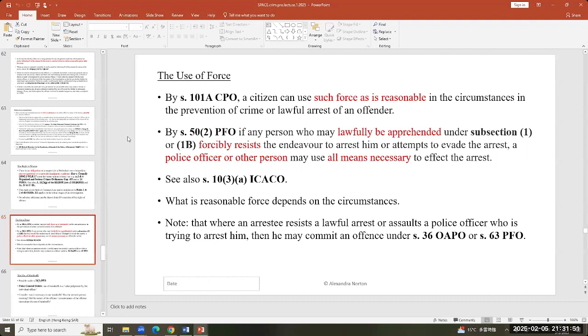So what about in making this arrest? How much force can be exercised? When we're talking about a citizen's power of arrest, Section 101A, such force as is reasonable in the lawful arrest, right? It's so vague. What does that mean? Such force as is reasonable. It's a question of fact in the individual circumstances of the case. How much force is reasonable?